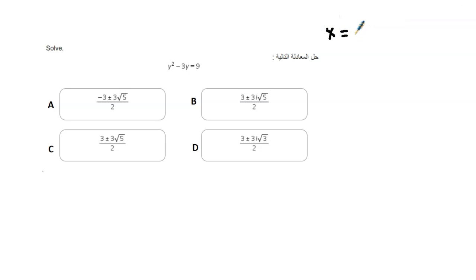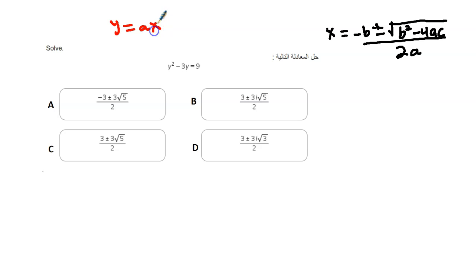x is equal to negative b plus or minus the square root of b squared minus 4ac, all divided by 2a. You get your a, b, c from the standard form. The standard form of a quadratic is y equals ax squared plus bx plus c. You can see that the question is not in standard form. All of the terms have to be on one side, with 0 on the other side.